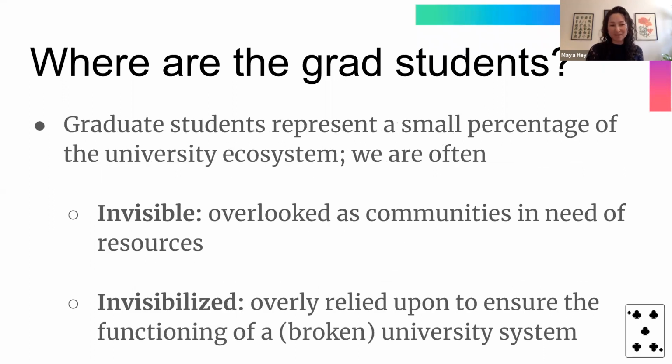Graduate students are but a small percentage of the university ecosystem. As such, we are often invisible and invisibilized. What I mean by that is we are often overlooked as communities in need of resources, and we are often overly relied upon to ensure proper functioning of a broken university system. We are asked to perpetuate its expansion logic, as in more productivity, less questioning, and we are asked to reinforce its exclusivity, as in conflating professionalization with prestige. But as CJ Ivory mentioned in yesterday's presentation, graduate students are not immune to the systemic and structural barriers of the educational sector.